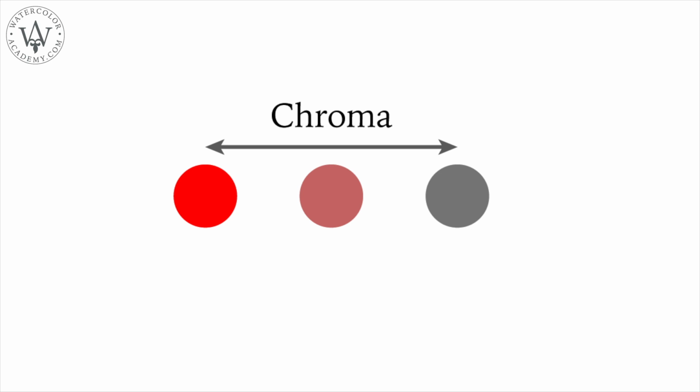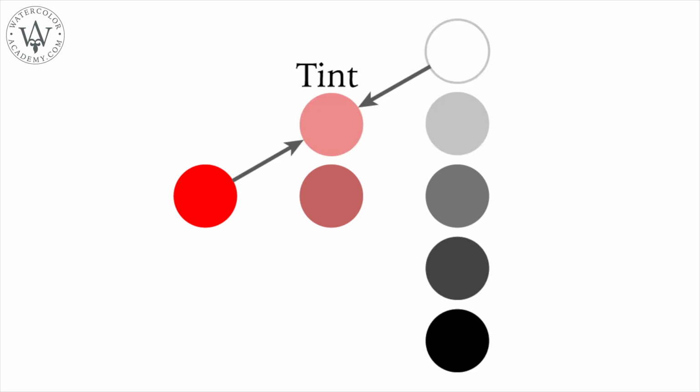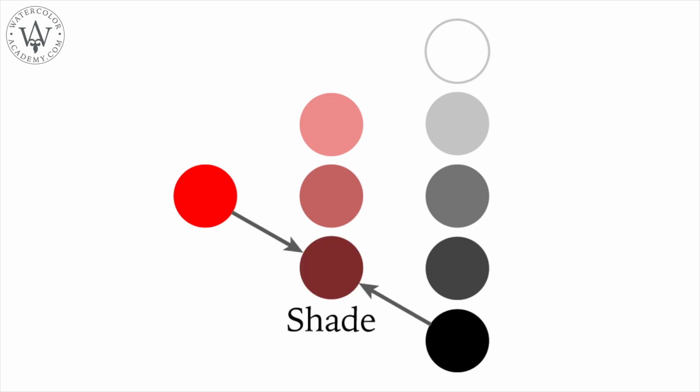The range of tones is called the chroma. It contains all possible tones within this range. When a pure color is mixed with white, it becomes lighter. When a pure color is mixed with black, it becomes darker and muted down. Such color is called the shade.